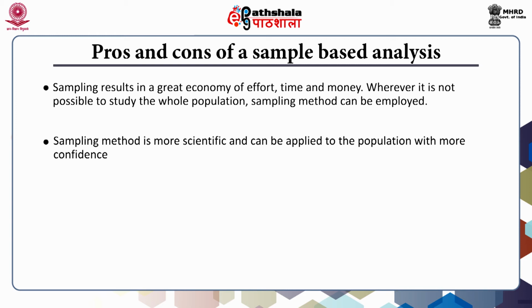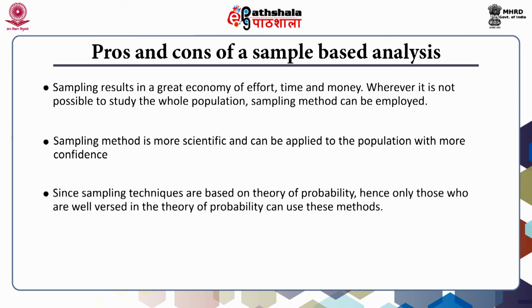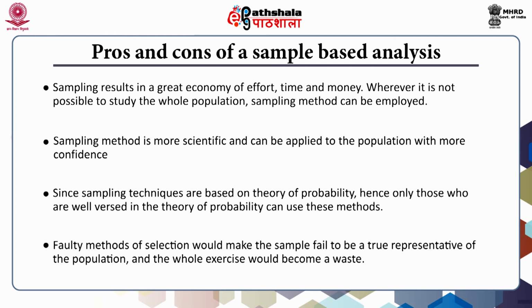However, information about every item of the population cannot be obtained by this method. Since sampling techniques are based on the theory of probability, only those who are well versed in the theory of probability can use these methods. Faulty methods of selection would make the sample fail to be a true representative of the population, and the whole exercise can become a waste.